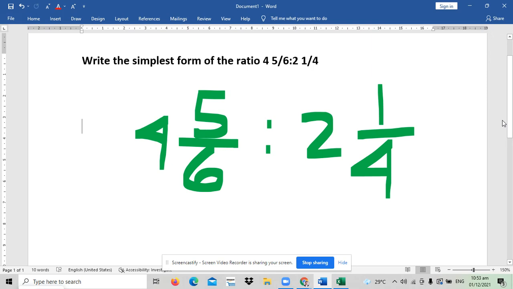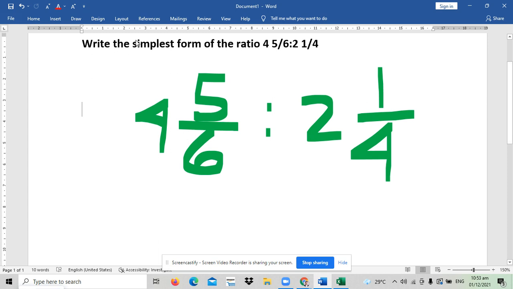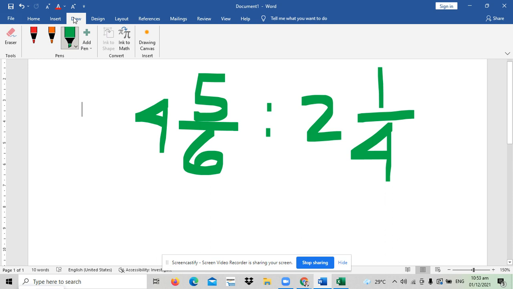Hello, everybody. So, we are still on examples involving fractions, but this time, what if the denominators are not the same? Like, for example, we have 4 and 5 over 6 is to 2 and 1/4. Now, you notice that 6 and 4 are not the same anymore. So, what shall we do?